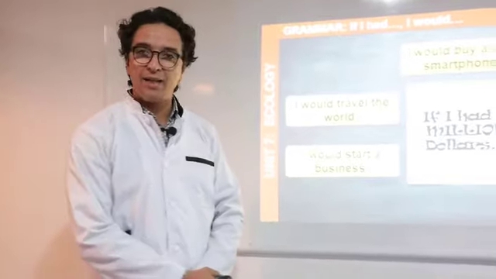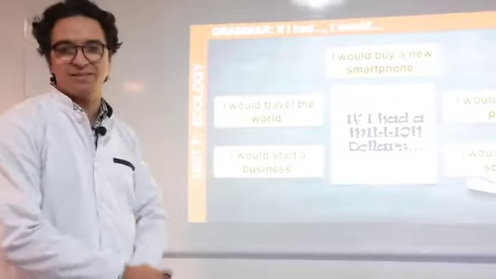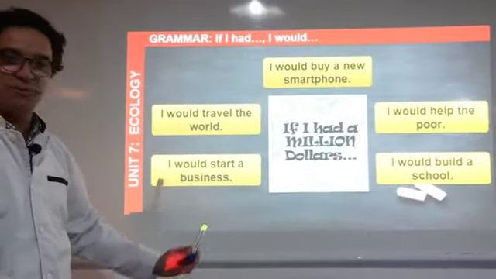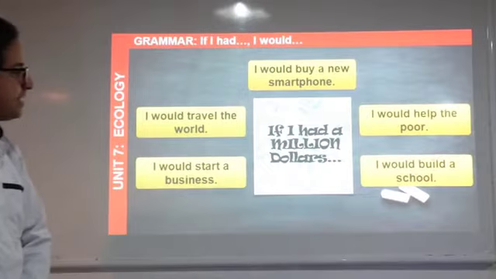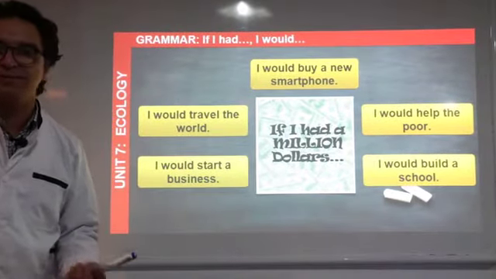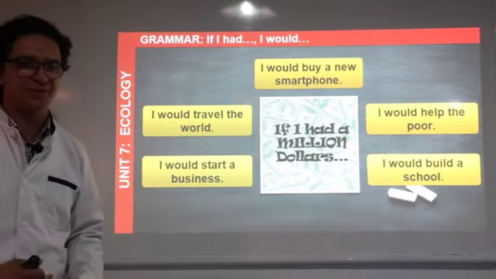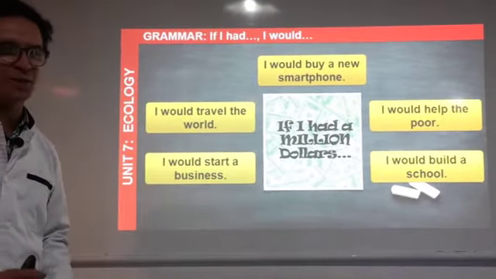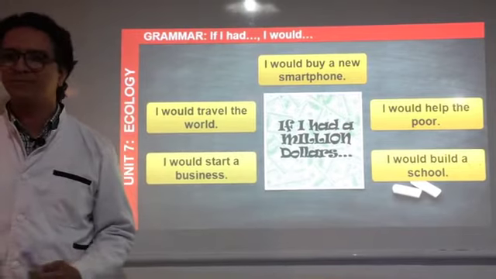Today's lesson is conditional type 2. We saw conditional type 0 and conditional type 1. Today we're going to deal with conditional type 2. I'd like you first of all to consider this sentence. Let's read it. If I had $1 million, what would I do? If I ask you this question, if you had $1 million, what would you do?